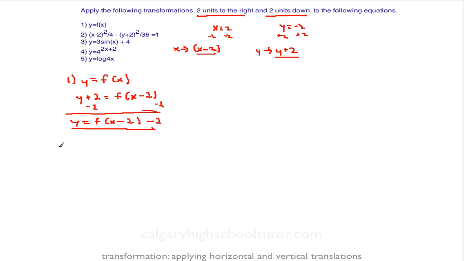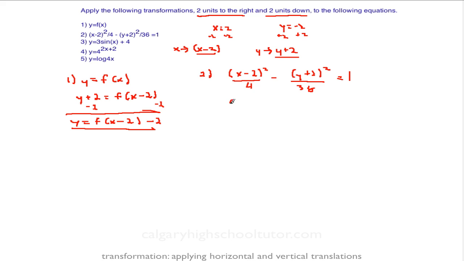Now for question number 2, we're given a formula of a conic, more specifically an ellipse. So we have x minus 2 squared over 4 minus y plus 2 squared over 36 is equal to 1. What we have to do now is apply these horizontal and vertical translations to this elliptical equation, so we substitute these values.